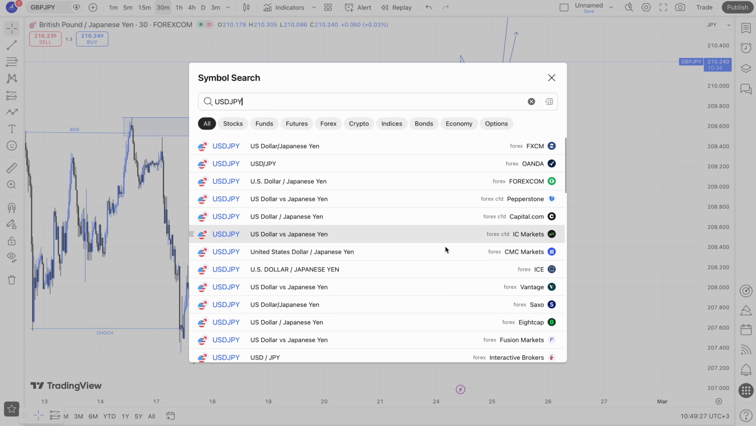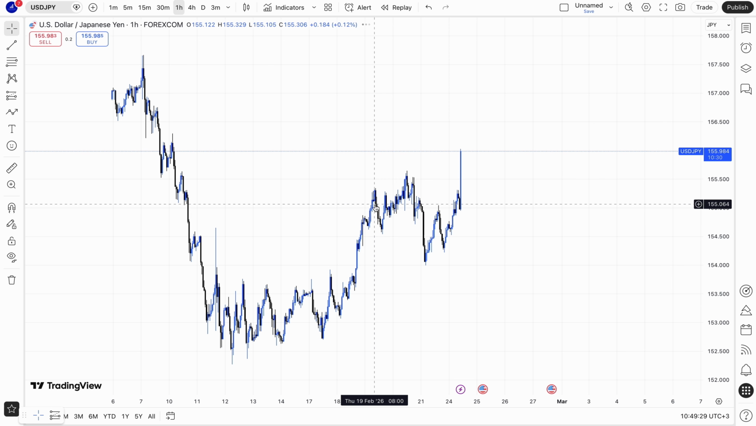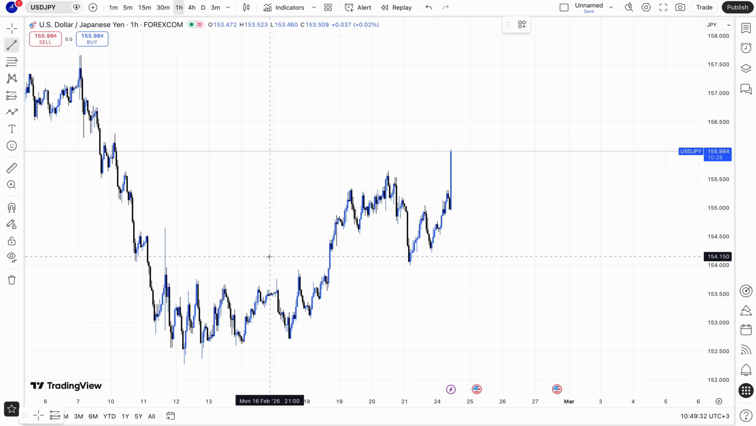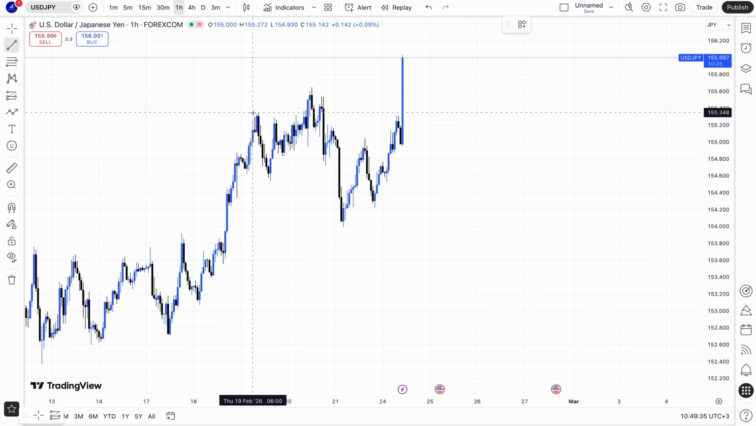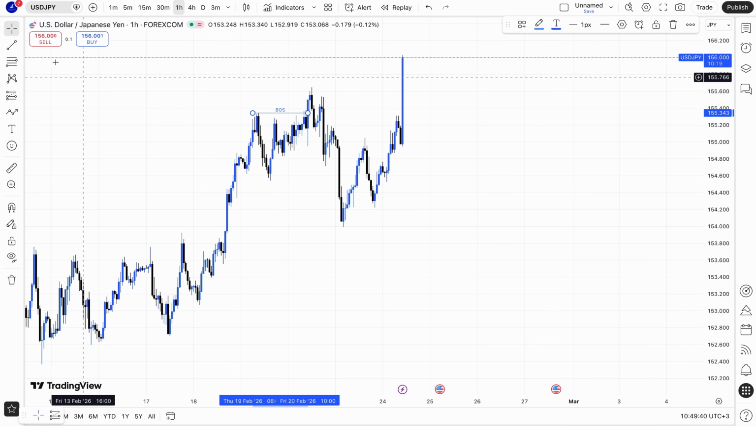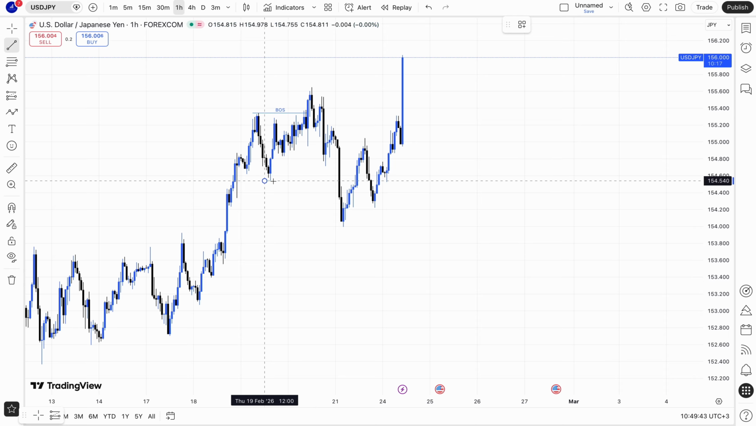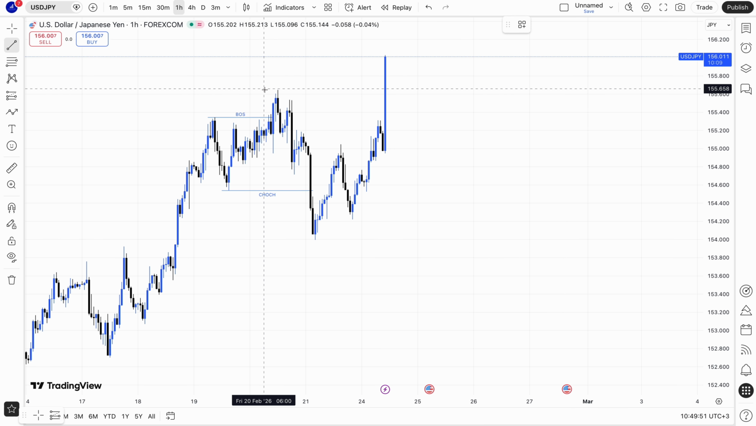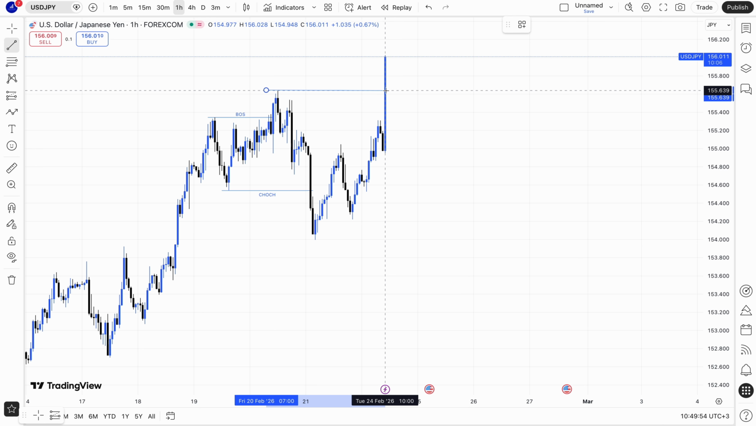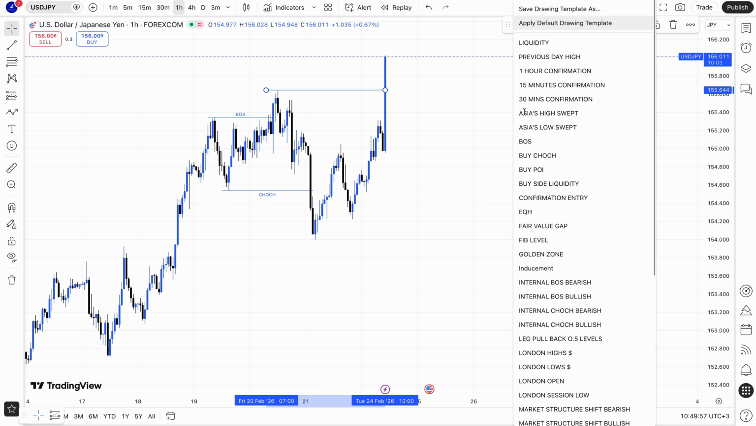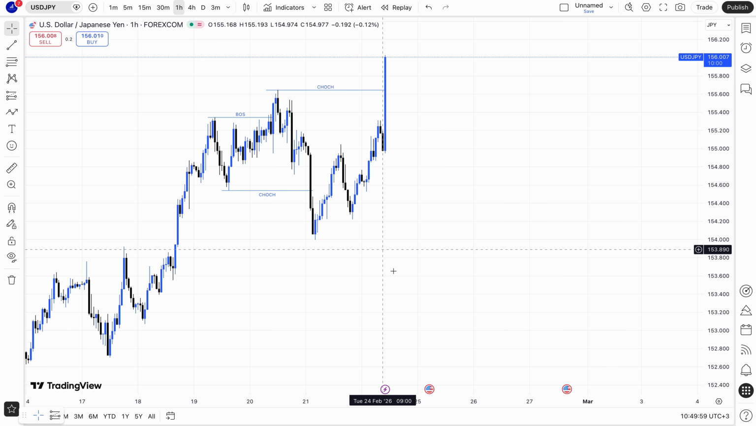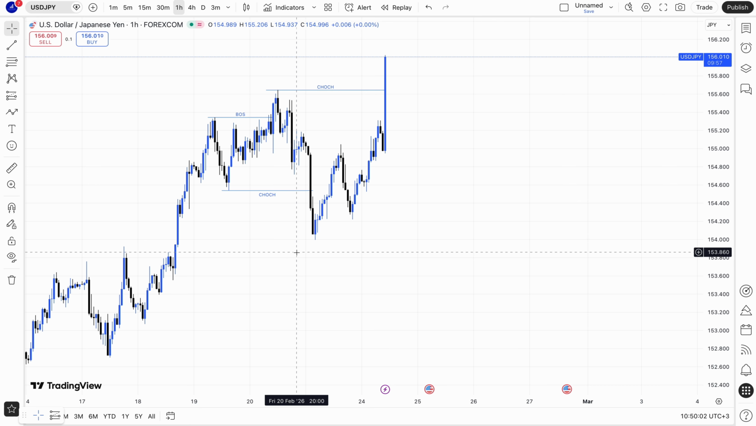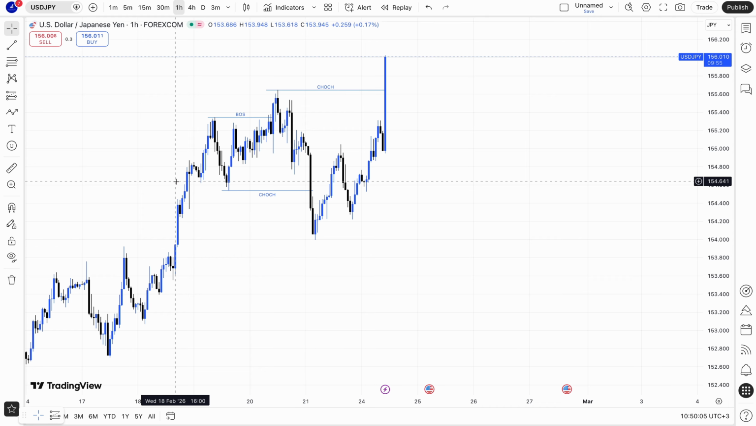Okay, then we go to UJ. UJ is very, very simple because you can see we had our last break of structure to the upside. Then we had a change of character. Then we had our change of character to the upside. Right, you can clearly see it's very, very clear.